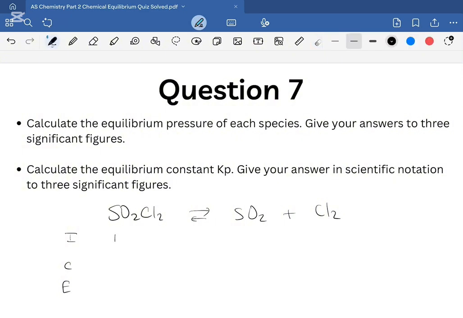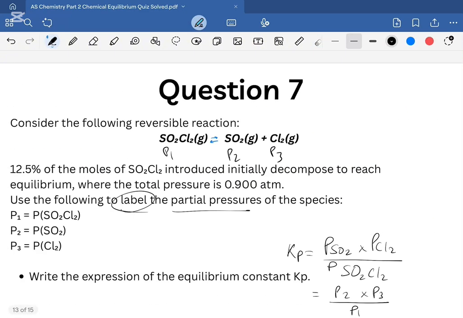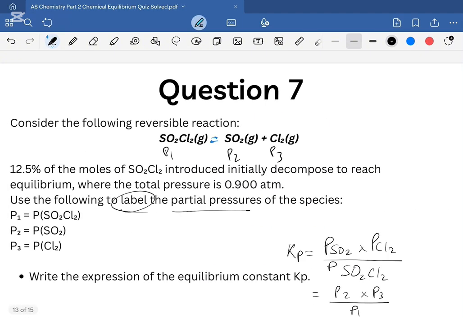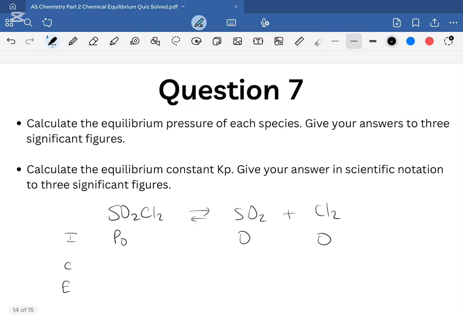So the first one is going to be P0, because this is the initial pressure that I have. You can think of it as the initial number of moles that I have for SO2Cl2. And here I'm going to put 0 and 0. Then 12.5% of the moles of SO2Cl2 decomposed, so I'm going to put minus over here, and there I'm going to put plus and plus.